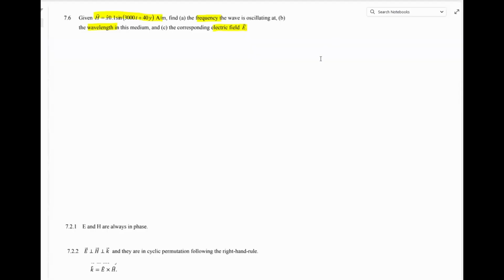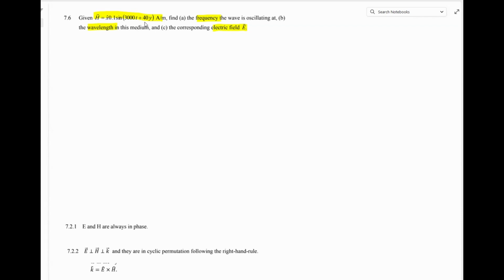My name is Laura, and today I'll be going over this homework problem from homework number 7, spring 2025, and this problem is 7.6. So, given the H field equals x hat times 0.1 times sine(3000t + 40y), find the frequency the wave is oscillating at and the wavelength in this medium, and the corresponding electric field E.